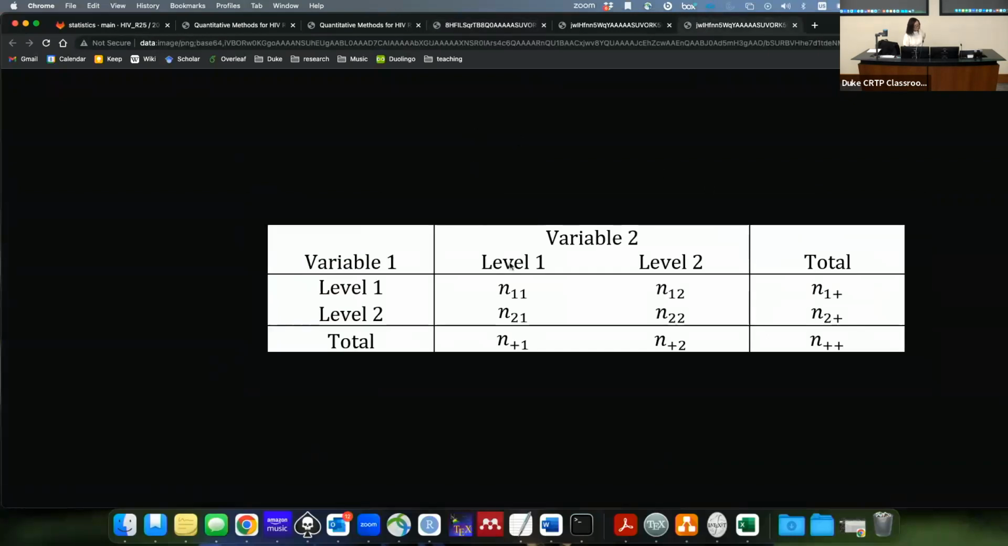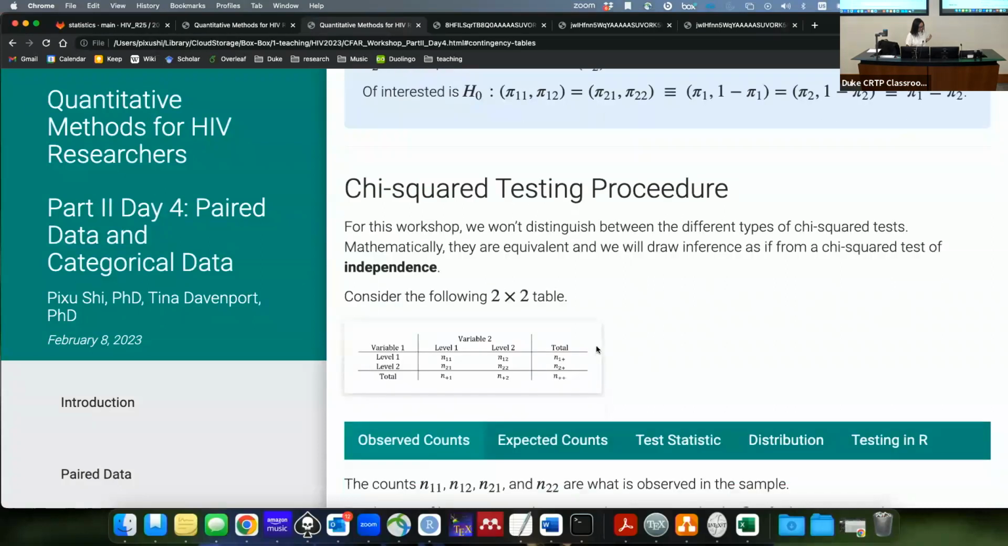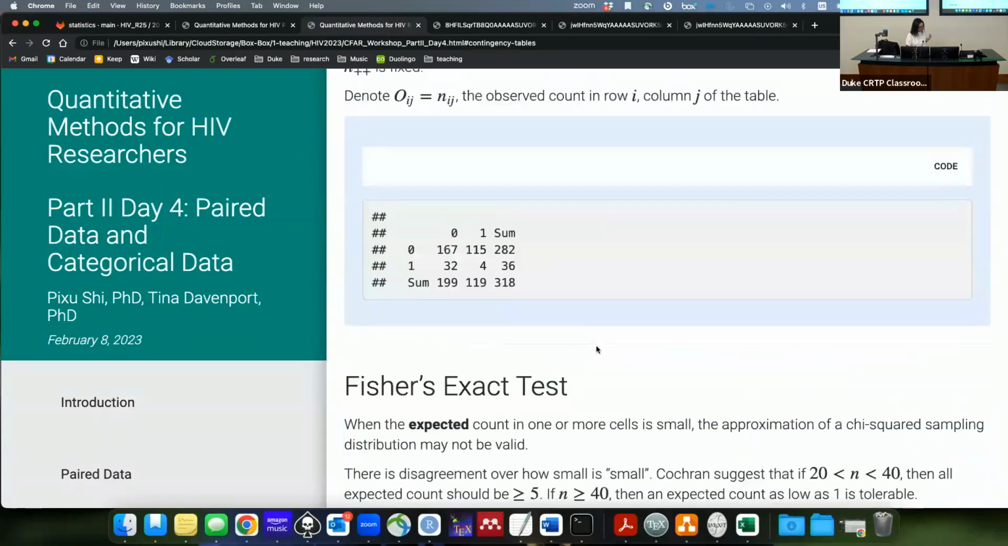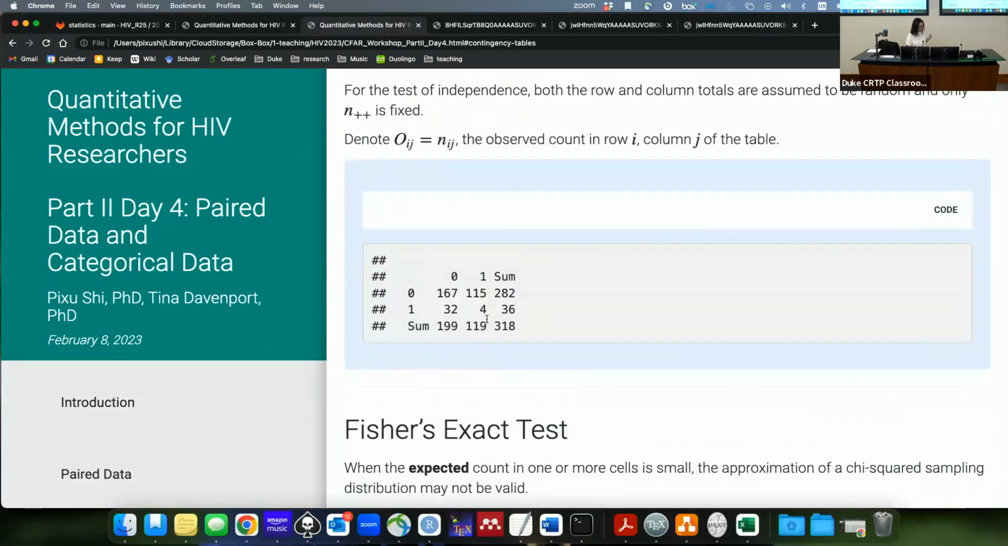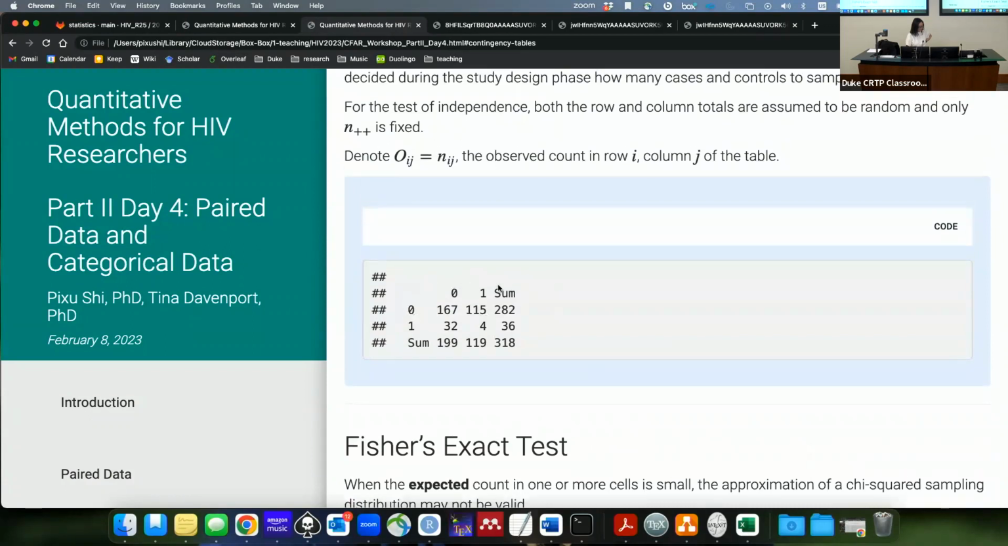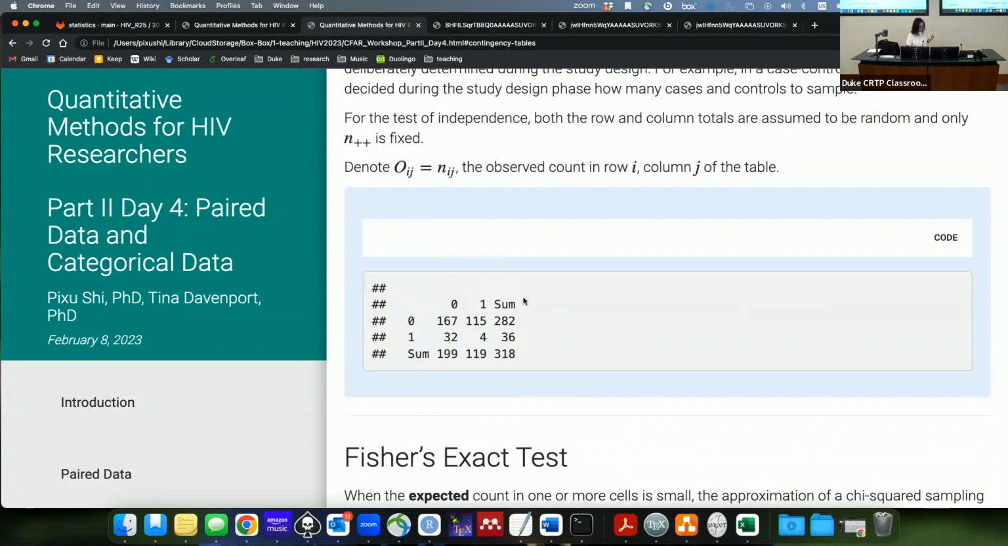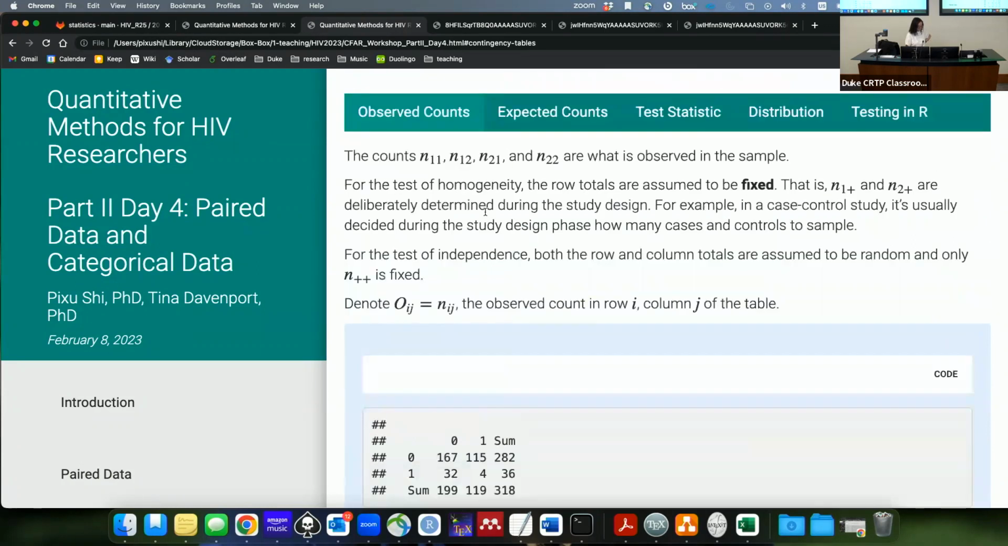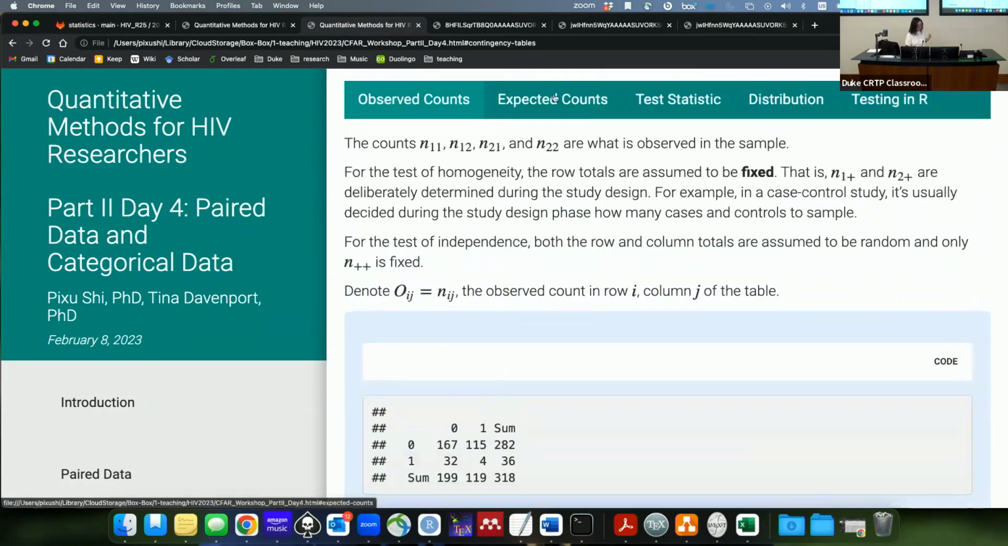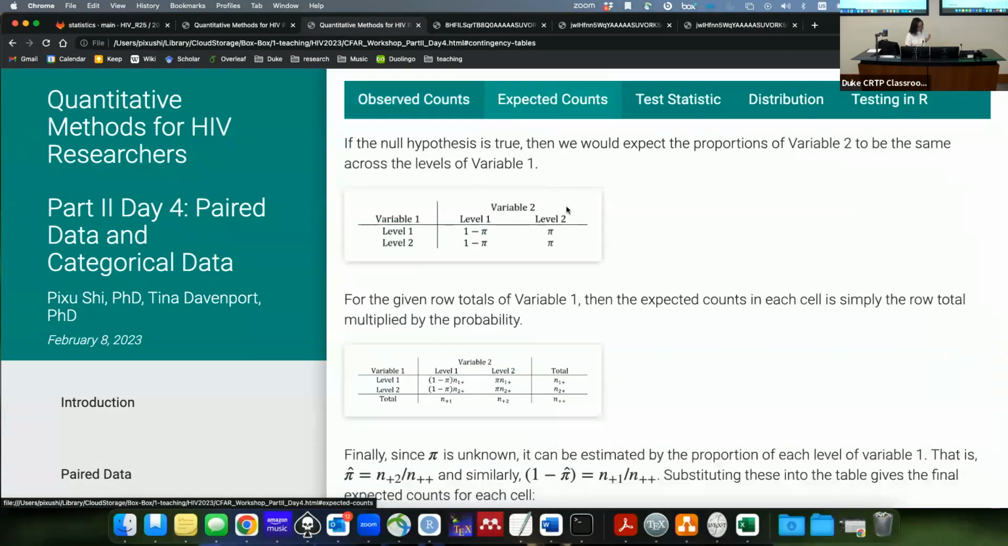So this is a 2x2 table. We'll use it as an example. And suppose this is the observed value of the 2x2 table. The 0 and 1s, they indicate the two levels for the exposure and the outcome. And we'll use the O to denote them because those are the observed values. We'll also calculate what are expected under the null hypothesis. So what are expected?